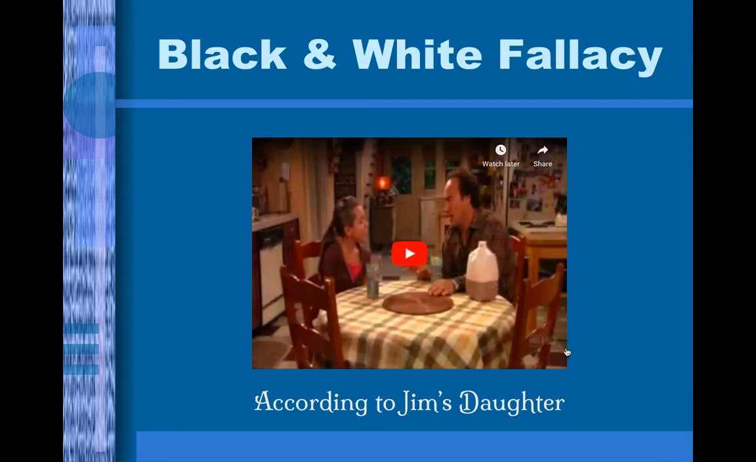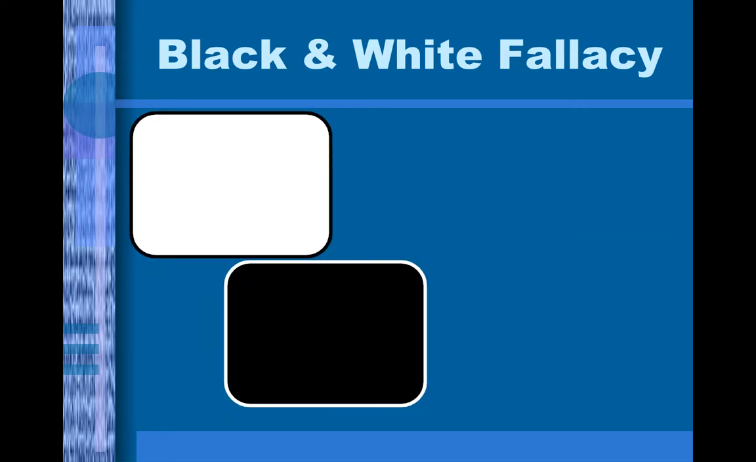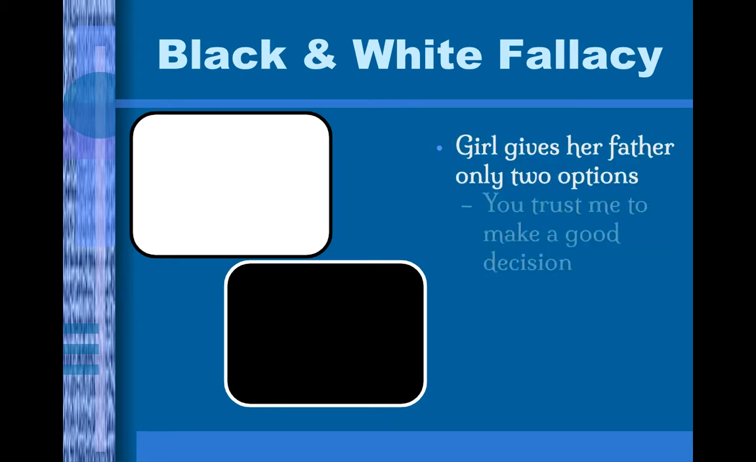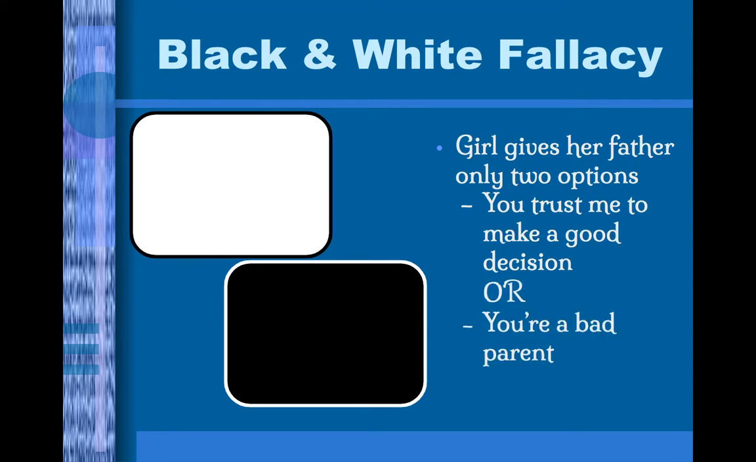All right, so the daughter here in this case is using black and white fallacy. You either trust me or you're a bad father. You trust me to do the right thing because you've taught me well, or you're a bad father. One or the other. So what's it going to be? Are you going to let me make my own choices, or are you going to admit that you're a bad parent? All right? Two choices. Trust or you're terrible. No middle ground.